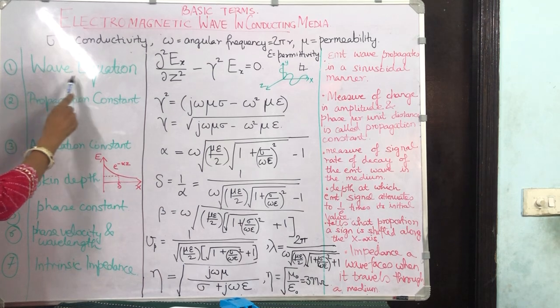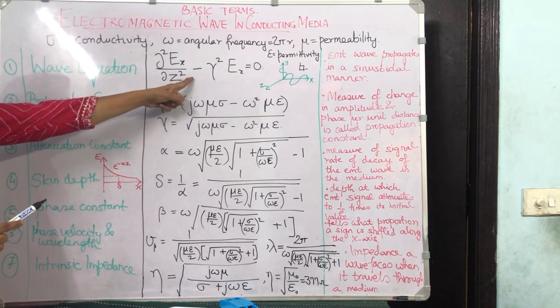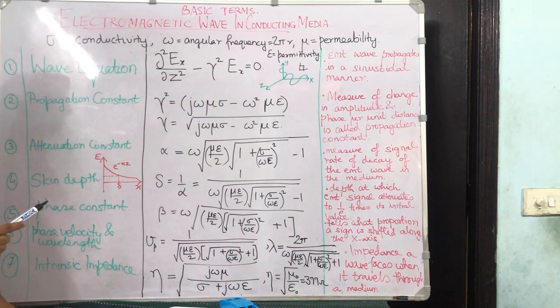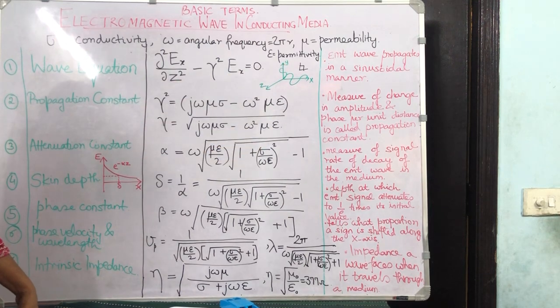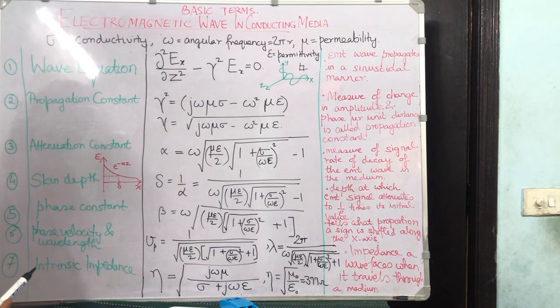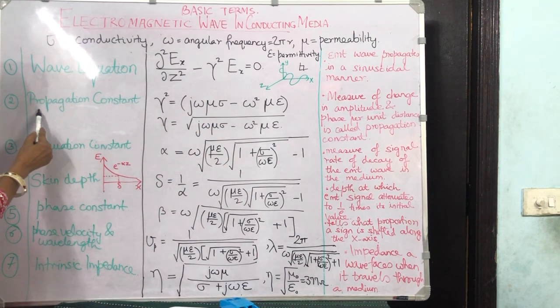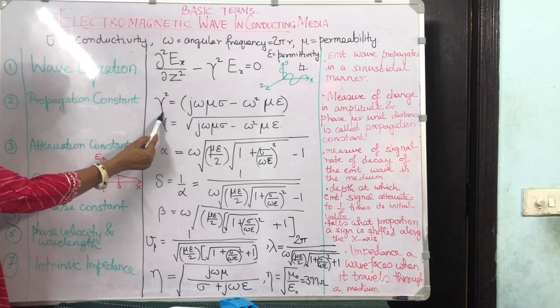What is the wave equation for an electromagnetic wave in conducting media? Del 2Ex upon del Z2 minus gamma square Ex is equal to 0. That means EM wave propagates in a sinusoidal manner, like a sine wave, in the media. Second, propagation constant. You represent it by gamma.